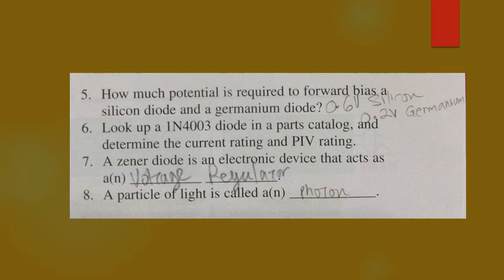Question 6. Look up a 1N4003 diode in a parts catalog and determine the current rating and PIV rating. And I will leave this question for my audience to answer. Number 7. A Zener diode is an electronic device that acts as a, fill in the blank, that would be a voltage regulator. Question 8. A particle of light is called a photon.